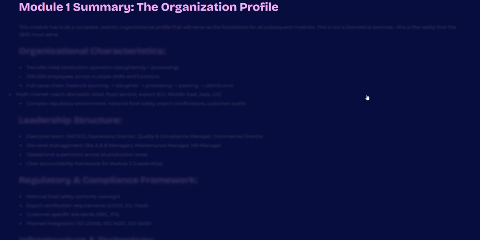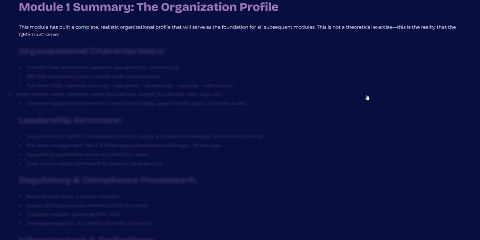Let's summarize our Model 1 summary for this organization profile. This model has built a complete realistic organization profile that will serve as the foundation for all subsequent models. This is not a theoretical exercise as you guys have seen. This is reality that the QMS must serve.